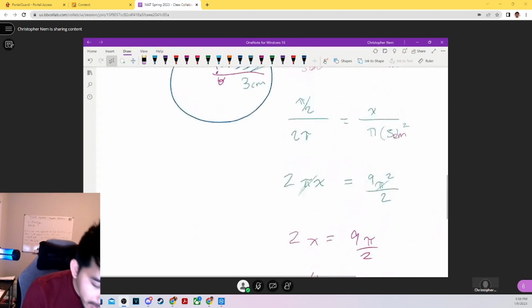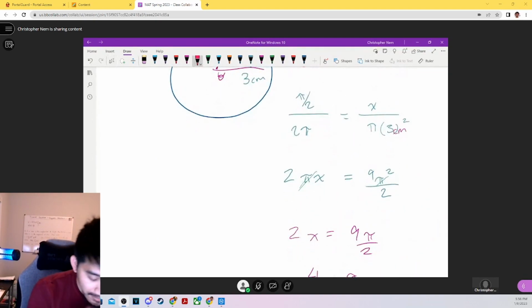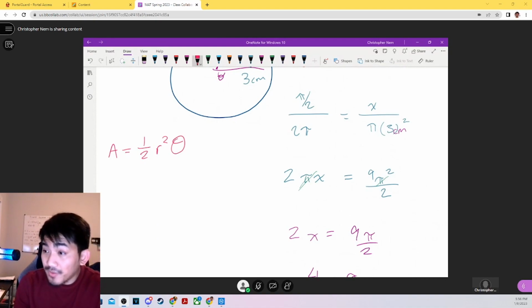Now, if you want the formula for that, if you feel better with the formula, we can say the sector area is calculated as 1/2 r squared times theta. But we got those values from the area of the circle itself. It's just a proportion at the end of the day.